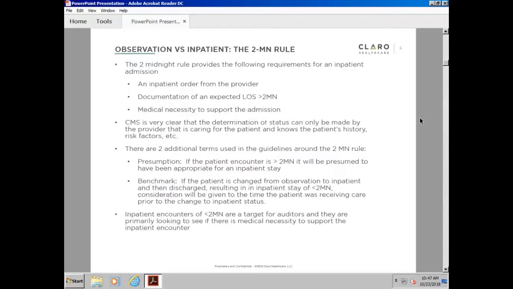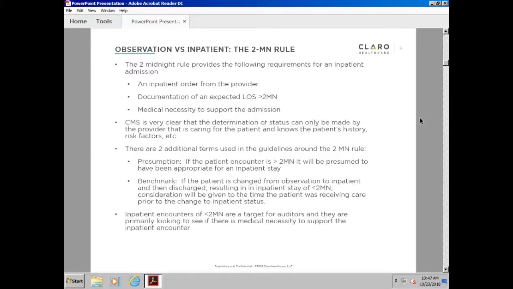So, observation versus inpatient, and this is where I know you don't decide the status, but you do communicate to the physician, the attending, what you're seeing, and then they decide on the status. So we want to go over some of those thoughts and some of those rules. The 2 midnight rule provides the following requirements for the inpatient admission.